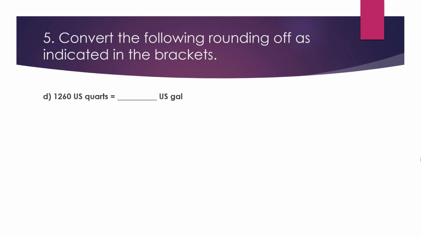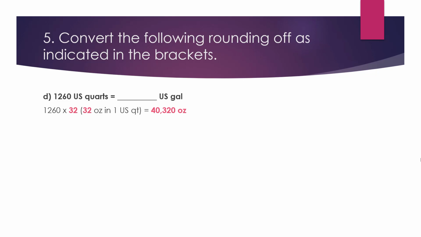Let's go from U.S. quarts to U.S. gallons. We have 1,260 U.S. quarts. We are going to convert that to U.S. gallons. A couple of ways of doing this. I can take the amount of U.S. quarts I have and multiply it by the amount of ounces in a U.S. quart, and that would be 1,260 times 32 gives us 40,320 ounces.